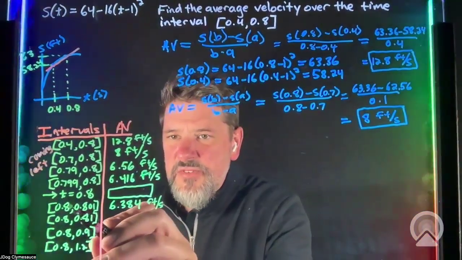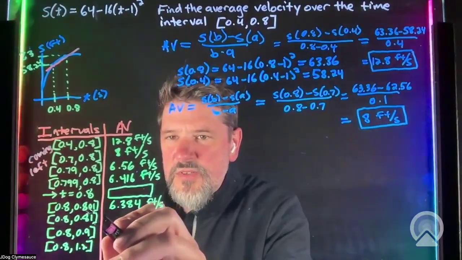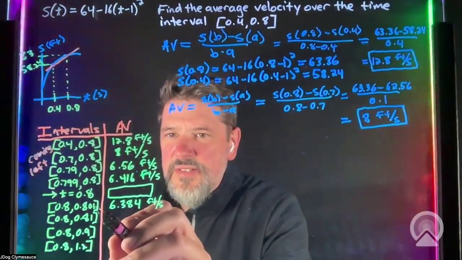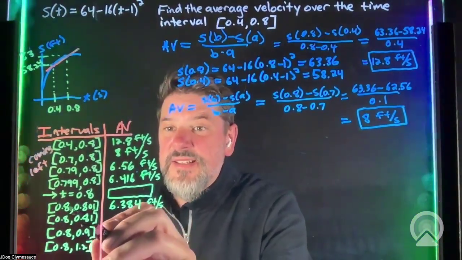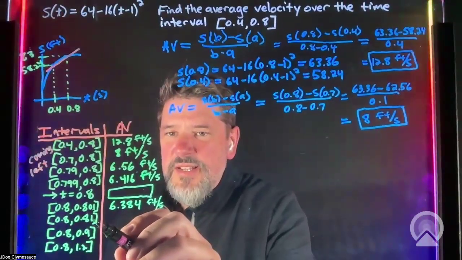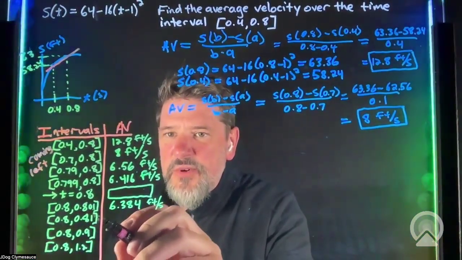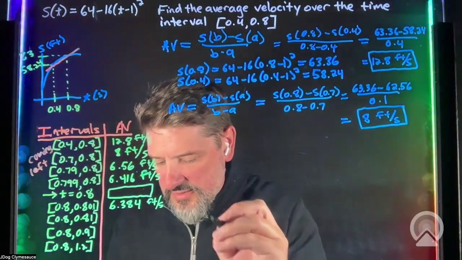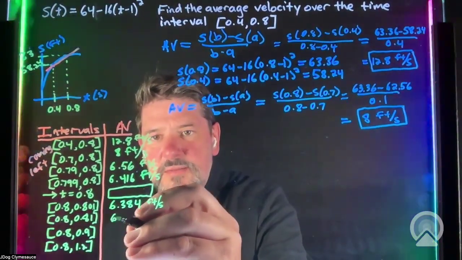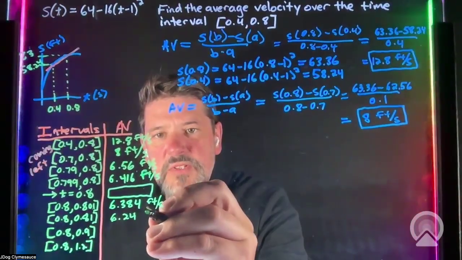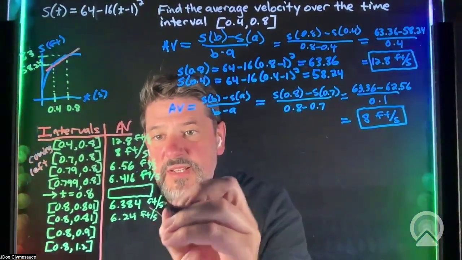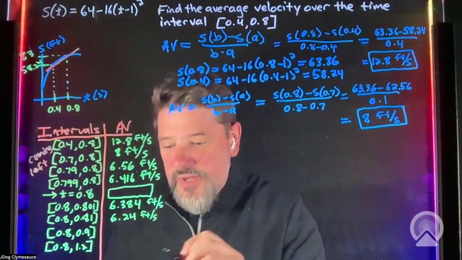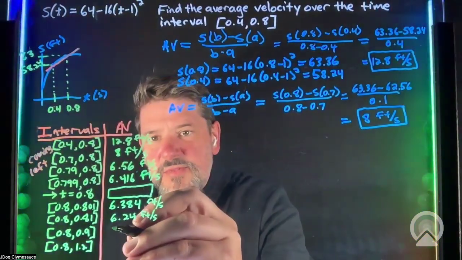And that's just going from 0.8 to 0.801, so 1,000th of a second after 0.8. And then this is 100th of a second after 0.8. So this is a little farther out than that one. This one comes out to be 6.24 feet per second. And now we're a whole tenth away from 0.8. That comes out to be 4.8.